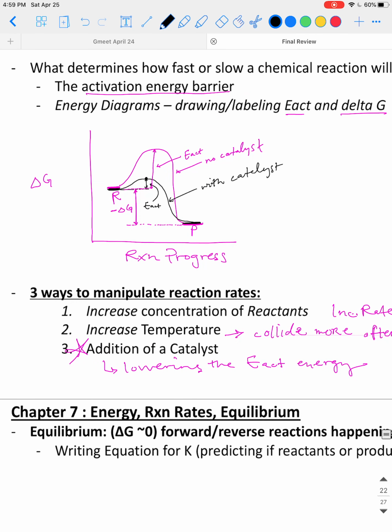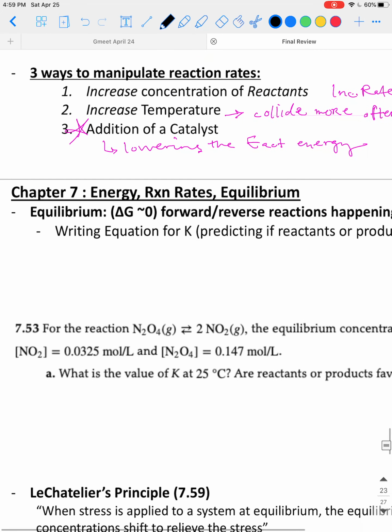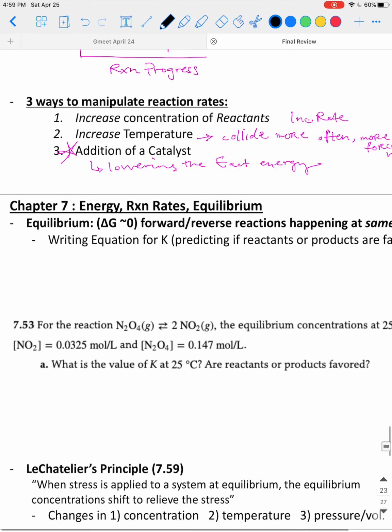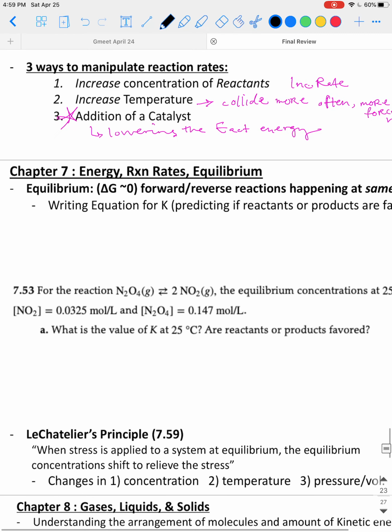Because it has a smaller activation energy. Okay. Catalysts, they lower activation energy. They can help bring your reactant molecules together and orient them in just the right way so that they do get a sufficient or an efficient collision when they come together. But that's a catalyst. So know those 3 ways to manipulate reaction rates.